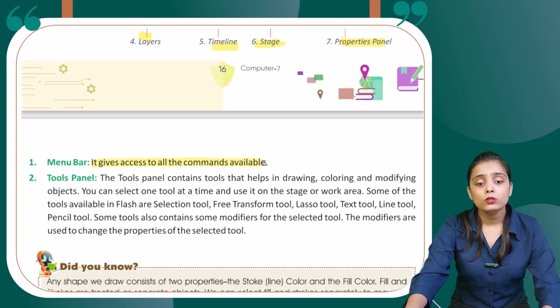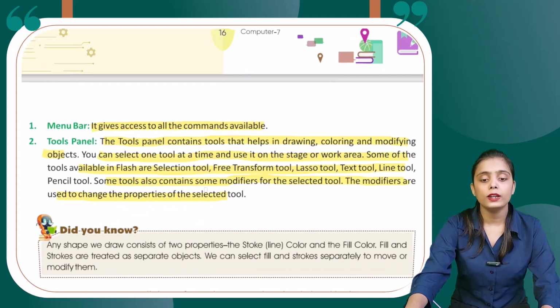Okay, now let's see the menu bar. It gives access to all the commands available. Tool panel. The tool panel contains tools that help in drawing, coloring, and modifying objects. You can select one tool at a time and use it on the stage or work area. Some of the tools available in Flash are selection tool, free transform tool, lasso tool, text tool, line tool, pencil tool. Some tools also contain some modifiers for the selected tool. These modifiers are used to change the properties of the selected tool.